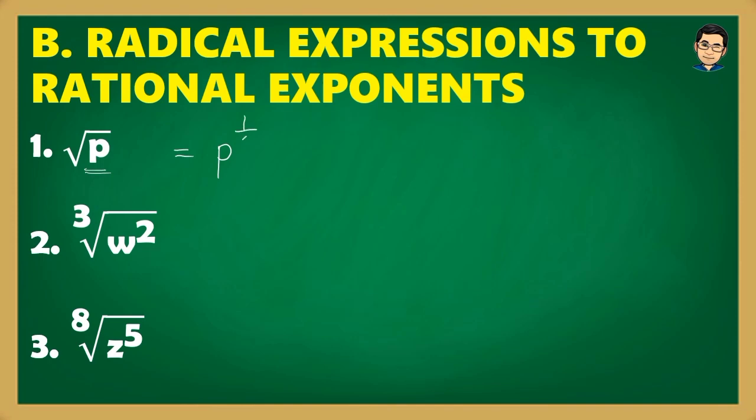So, yung square root of p, pwede natin siyang isulat into rational exponents as p raised to 1/2. Again, yung p, yun yung ating radicand. Yung 1, ito yung exponent ng radicand. And then yung 2, yun yung index. Kaya siya naging square root, dahil 2 yung kanyang index.